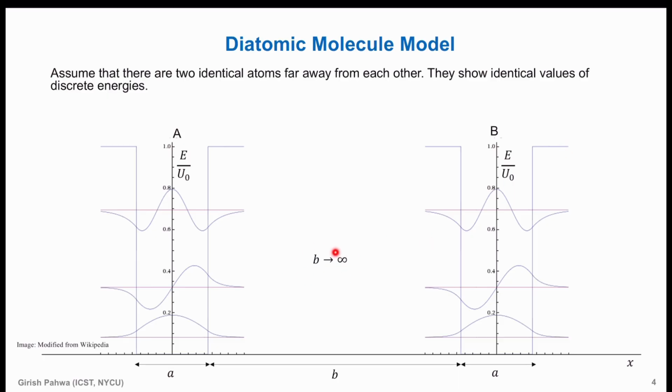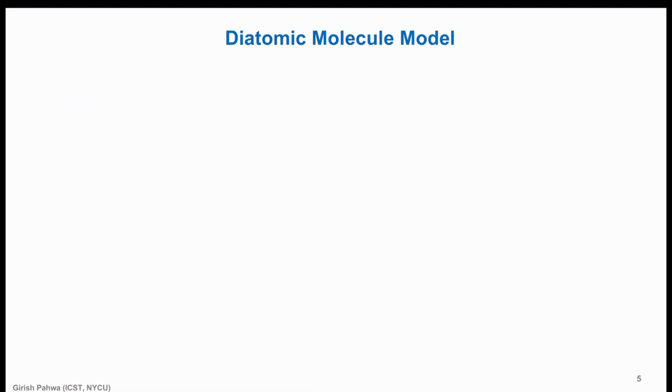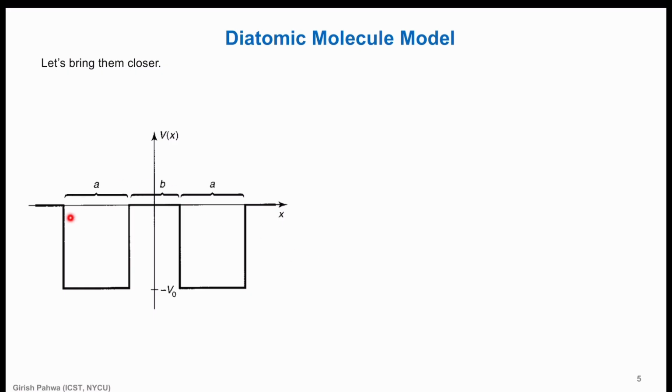I will bring them closer. So I am going to decrease the B from infinity. Okay, so let's bring them closer. Now the situation will look something like this, right? So you have A, and then you have some B, and then you have A. And in the picture B looks smaller than A, but let's assume that B is still much larger than A, but it is not infinity. Okay, so what will happen?